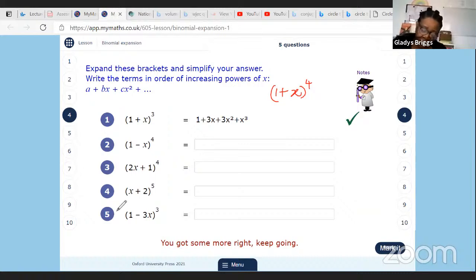So you know this time you're going to be using the fourth line, okay? So you should have 1, 4, 6, 4, 1.